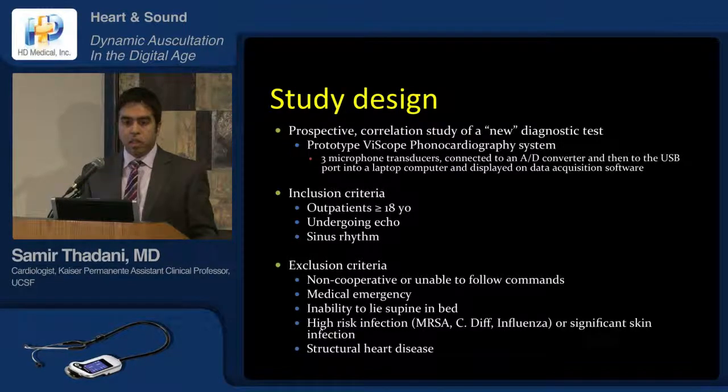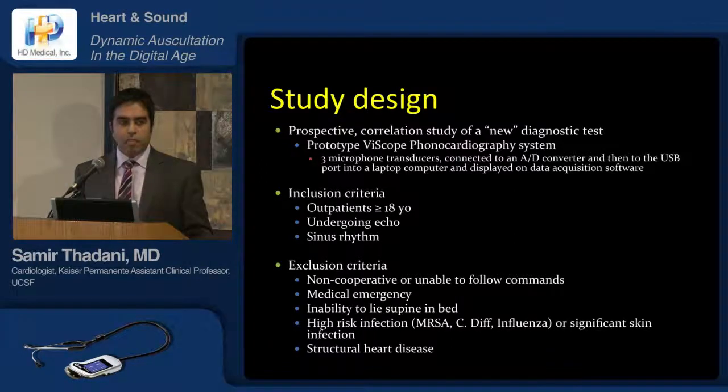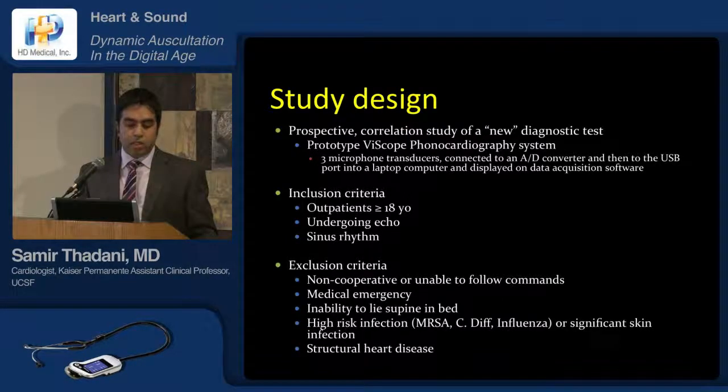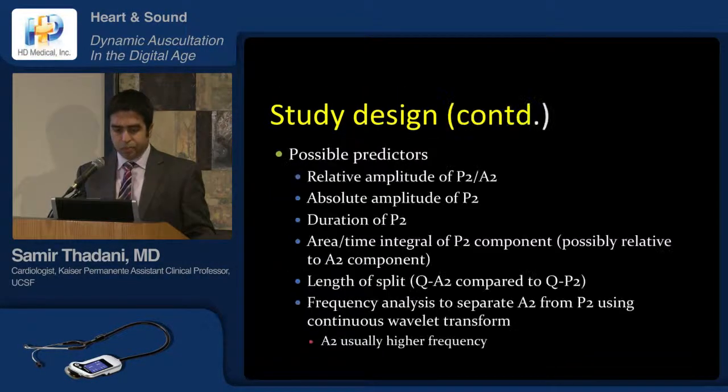We used an actual prototype of the current Viscope phonocardiographic system. Instead of using a single handheld device, we used 3 microphone transducers connected to an A to D converter and then to a USB port into a laptop with data acquisition software. The inclusion criteria were outpatients greater than or equal to 18 years old, undergoing echo, in sinus rhythm. Exclusion criteria were non-cooperative or unable to follow commands, medical emergency, or patients with structural heart disease.